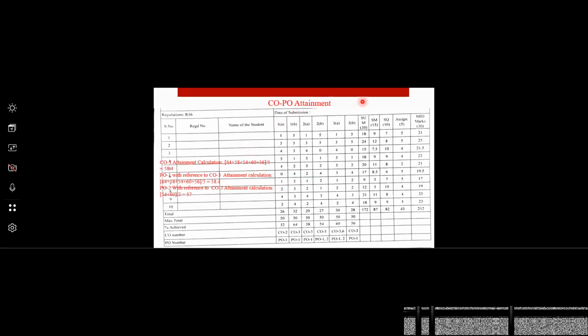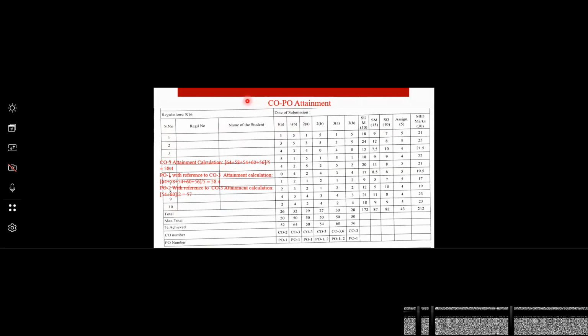Now let us see how to calculate the CO attainment. For example, I have taken only 10 students, but you will have 60 or 120 also. This is a very tedious job, but it is a very simple method to see how COs are attained. There is another method called rubrics. I'm not going to deal with rubrics because that will create a lot of confusion and we will do nothing out of that. Let us confine to a simple procedure to find out the CO attainment, right?